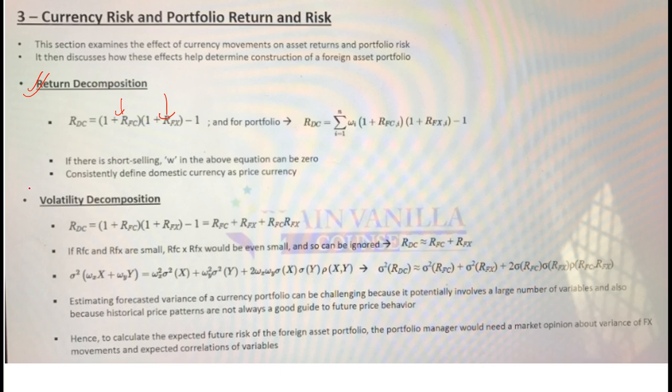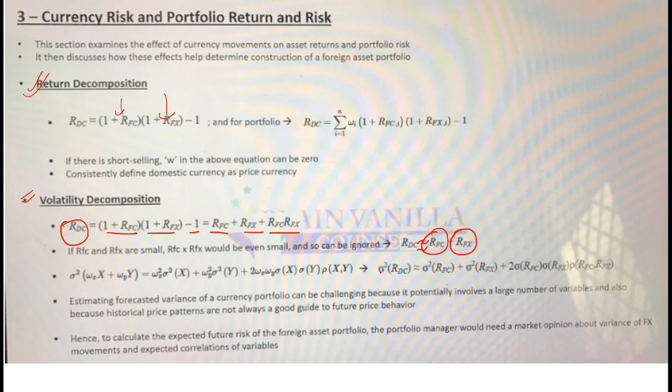You can also decompose volatility similarly. So your domestic currency return is 1 plus foreign currency return, times 1 plus FX return, minus 1. Or if you transform the equation, it will be equal to RFC plus RFX plus RFC times RFX. Or, as I told you, you can take an approximate number. Your approximation would be the foreign currency return plus your foreign exchange rate movement.